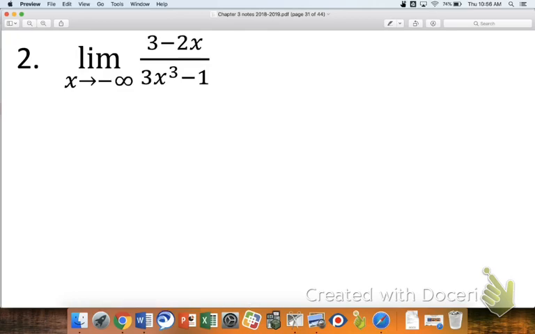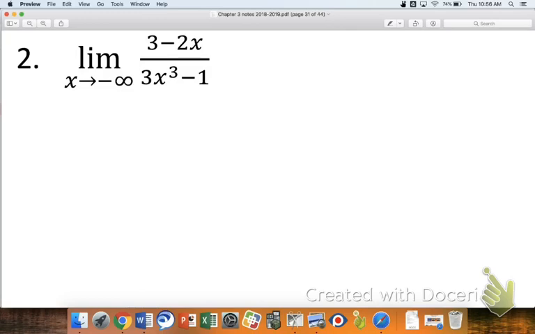All right, so with this one, I'll show you the more rigorous way, and we'll talk about the trick. Actually, let's do it the other way. See if you remember the trick. What's the degree of the top? What's the degree of the bottom?